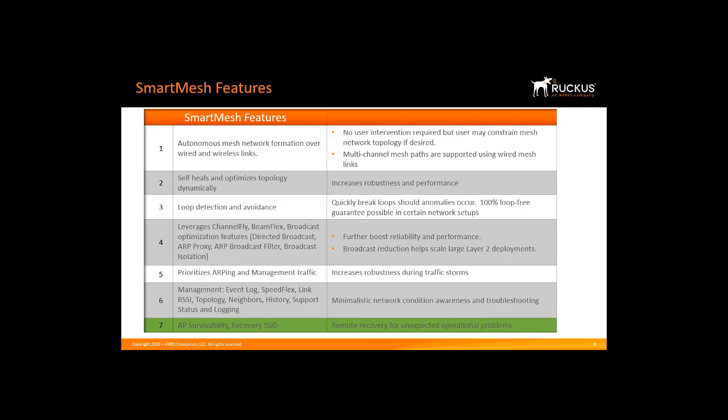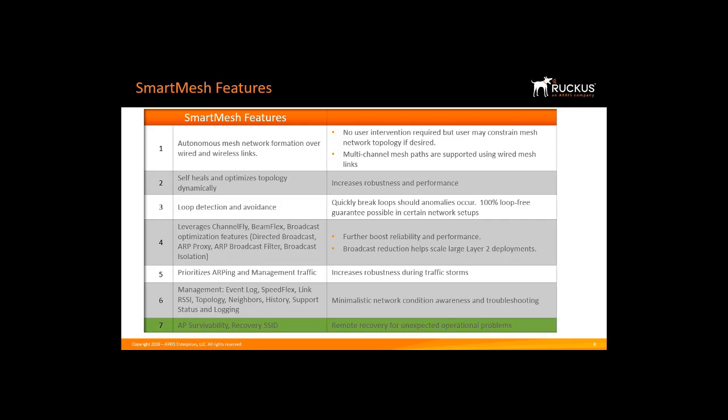The fourth feature of SmartMesh is that SmartMesh leverages channel-fly and beamflex. SmartMesh also optimizes broadcast. This further improves the reliability of the mesh and enhances the performance. Broadcast reduction helps SmartMesh in Layer 2 deployments.